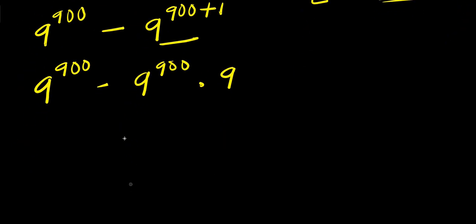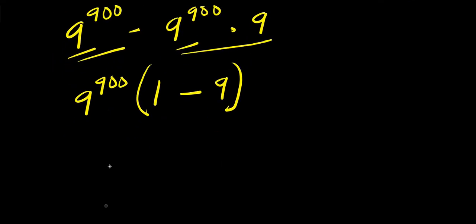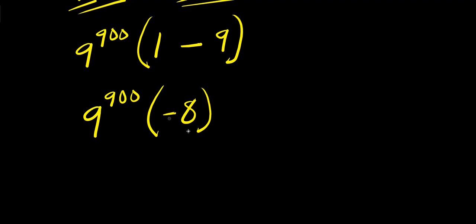Now, what we are going to do again is to factor out 9 power 900 because it appears here and here. I have 9 power 900 times this divided by this, I have 1 minus this divided by this, I have 9. So right now, I can have 9 power 900 times 1 minus 9. This is negative 8. So I can simply have this as 9 power 900 times 8 times negative 1.